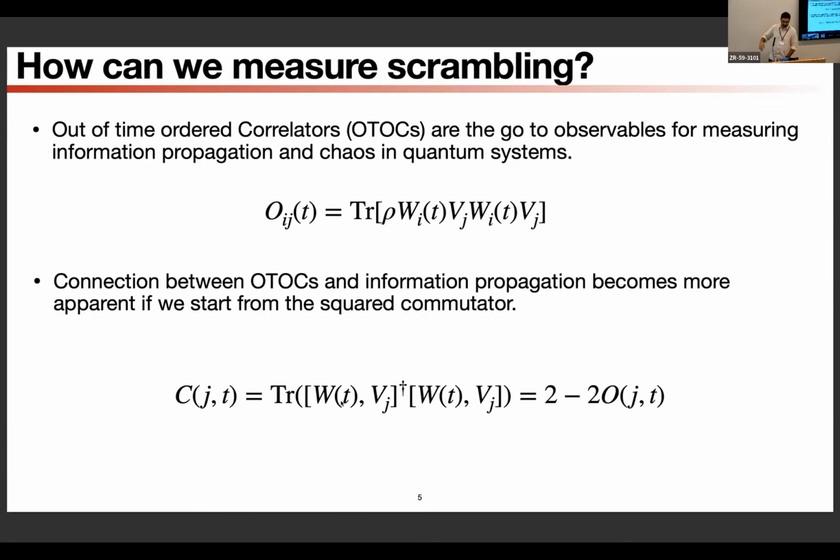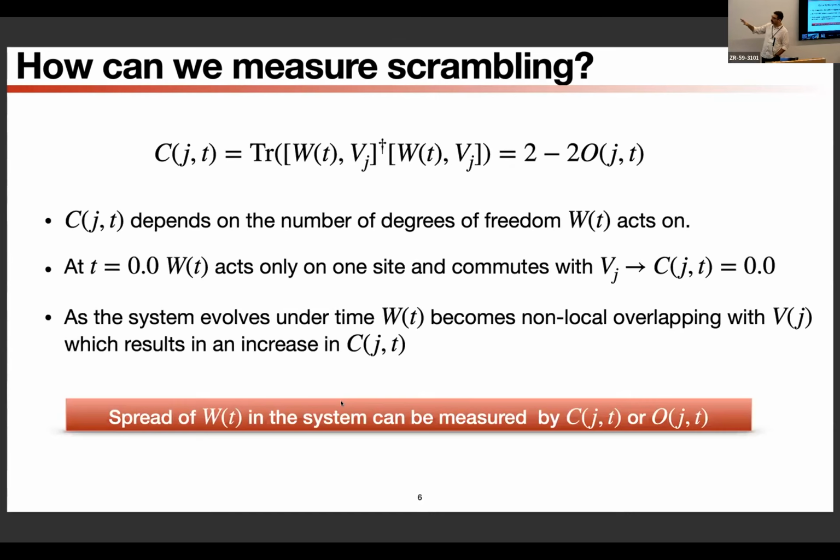And the connection between the OTOC and information propagation actually becomes more apparent if you go back to its parent definition, which is the squared commutator. If you look at this closely, you can see that the value of the squared commutator actually depends on the number of degrees of freedom W acts on. At time equals 0, W acts only on one site and commutes with V that's located far away from it. So this gives you the double commutator as 0. But as your system evolves in time, W becomes more non-local, and starts to not commute with V. So this results in an increase in C. So by measuring either this double commutator or the OTOC, you can measure how the operator W, or the information that you encoded in W, propagates in your system.